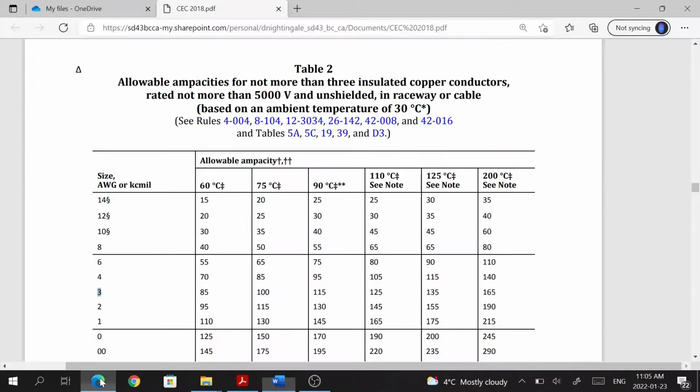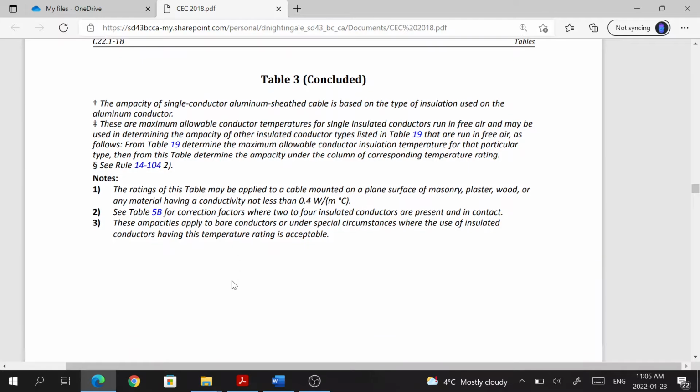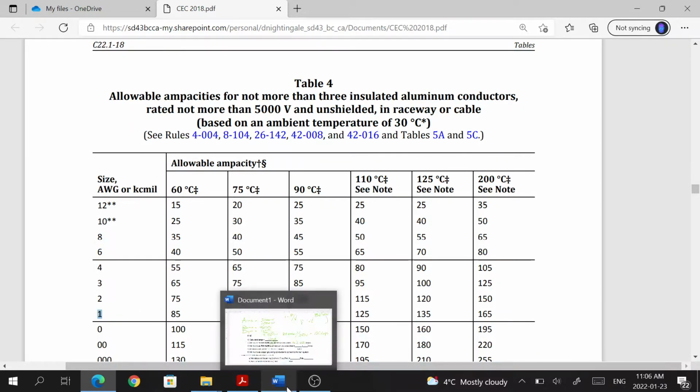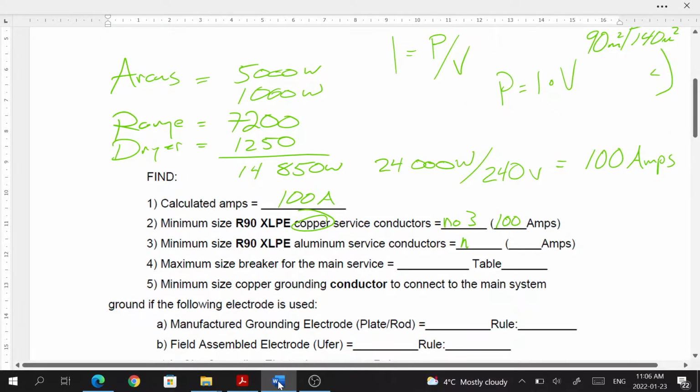Now we want to go and figure out what it is for aluminum. So if we go over to table 4, that's going to deal with aluminum conductors going through a raceway. We're looking at the 75 degree column, and we need an ampacity of at least 100 amps. So we're going to take the minimum, which is number 1 AWG conductor. So let's fill that in, number 1, and that's good for 100 amps as well.